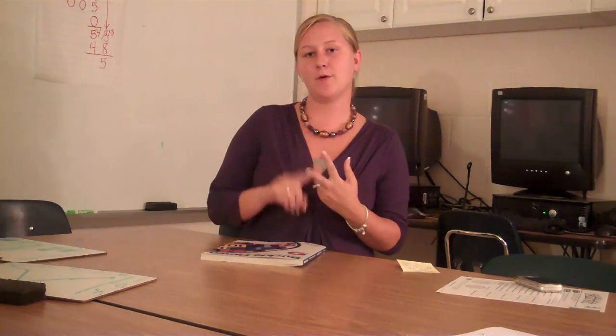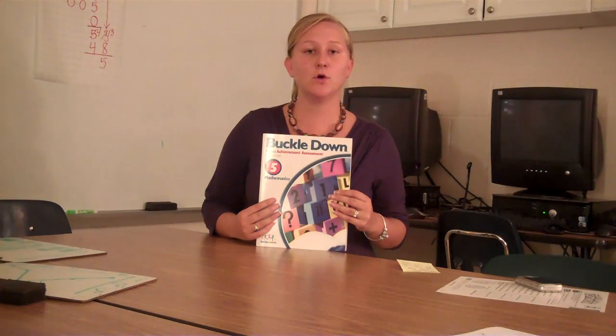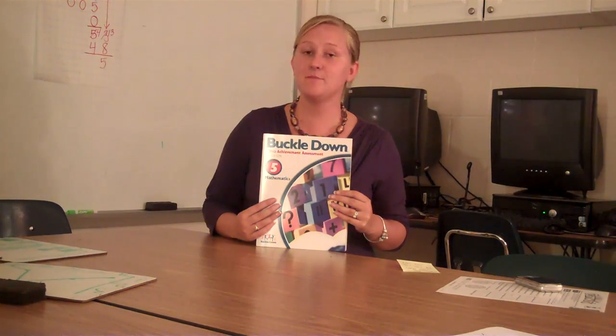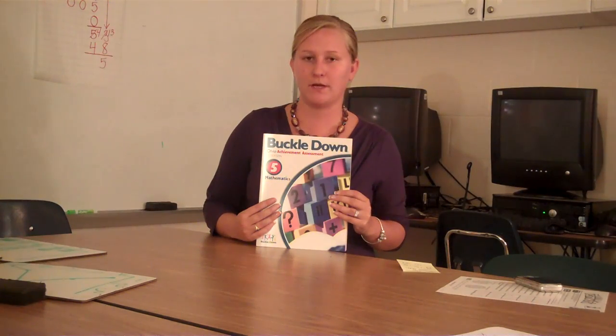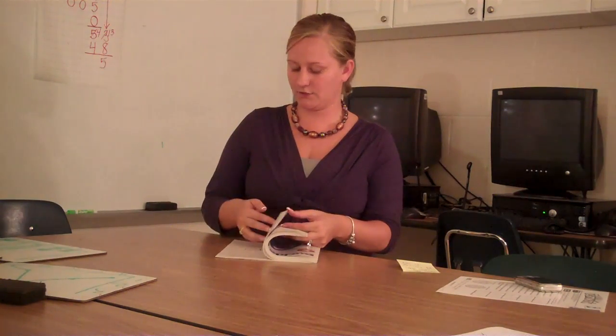So today what we're going to do is look over a line graph, a bar graph, and a circle graph. Those are the three graphs that you're going to see within your homework in Buckle Down. Your Buckle Down homework is page 173 through 178, and then pages 181 through 184. The three graphs that you're going to see are a line graph, a circle graph, and a bar graph.